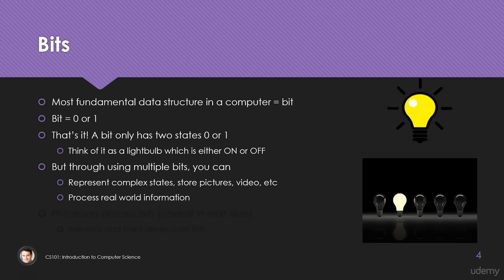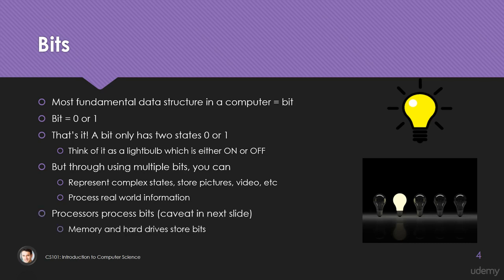So computers process real-world information that is translated into bits. Processors process bits. Actually, they process bytes. We'll talk about that in the next slide. And memory and hard drives store bits. So at the fundamental level, when you're looking at a computer, it stores data as bits.